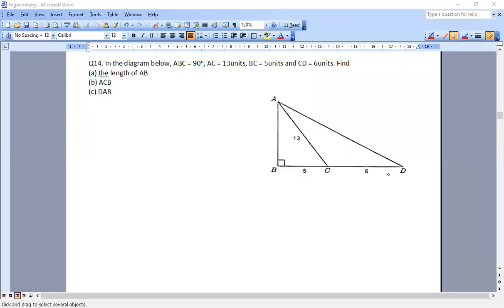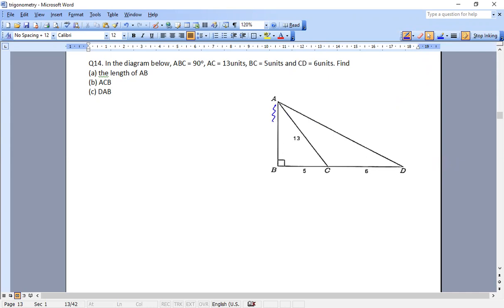Question number 14. In the diagram below, angle ABC is equal to 90 degrees, AC is equal to 13 units, BC is equal to 5 units, and CD is equal to 6 units. Find the length of AB. Okay, so first of all, we have to find out the length of AB.